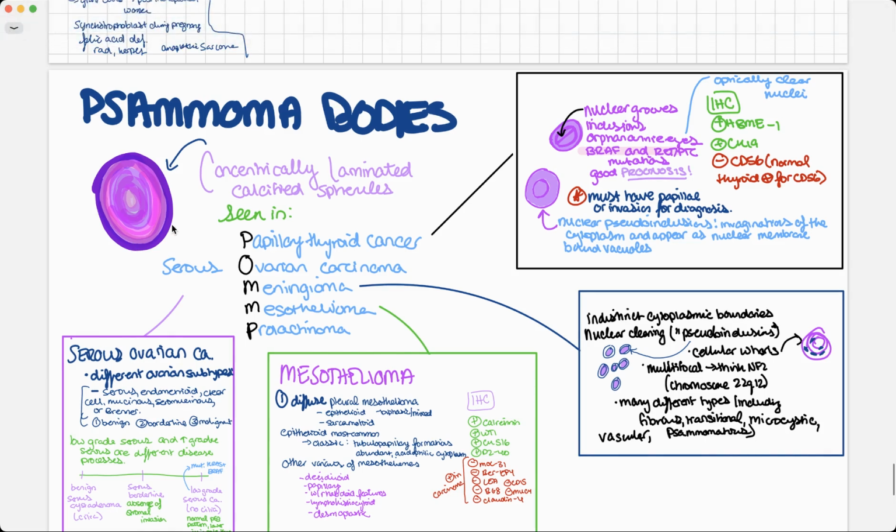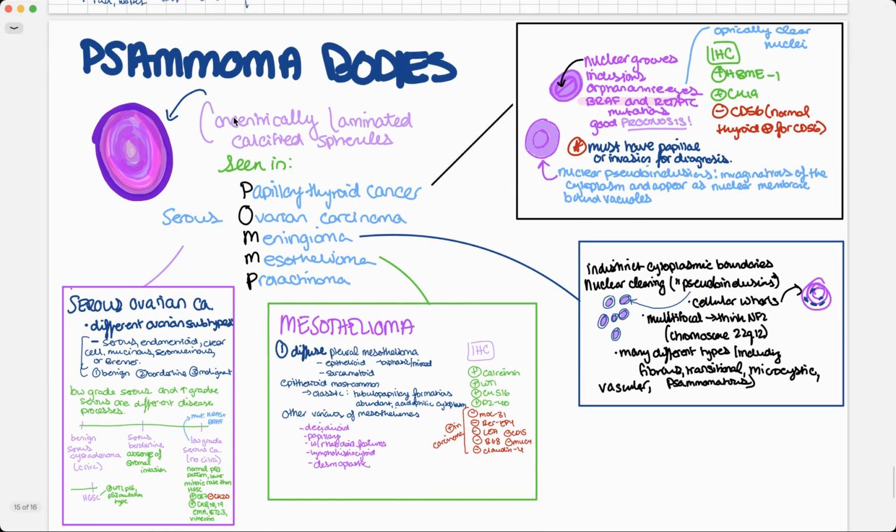So just briefly, Psammoma bodies are concentrically laminated calcified spherules, which you can see here. They kind of have this glassy appearance. And they are seen in papillary thyroid cancer, serous ovarian carcinoma, meningioma, mesotheliomas, and prolactinomas, amongst some other disease processes. So we'll start off by discussing papillary thyroid cancer.